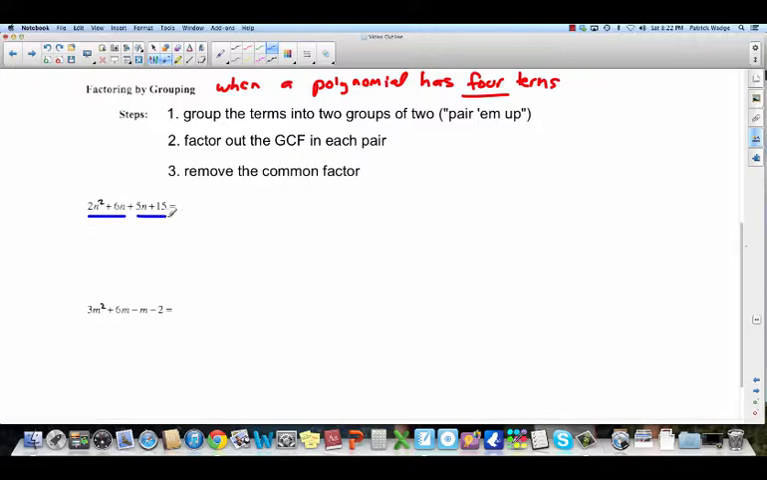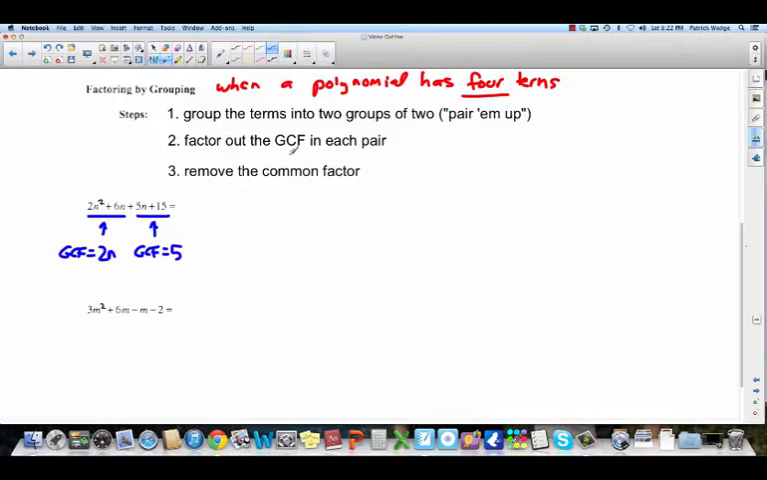We pair up the second 2. Okay, we're going to look at the first 2 here. What's the GCF of those? GCF of 2n squared and 6n is 2n. Okay, we look at the second 2. What's the GCF of these 2? GCF is 5. And that's it.